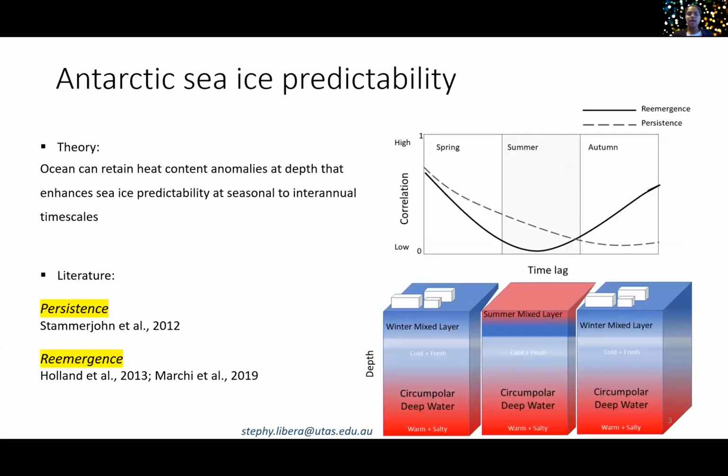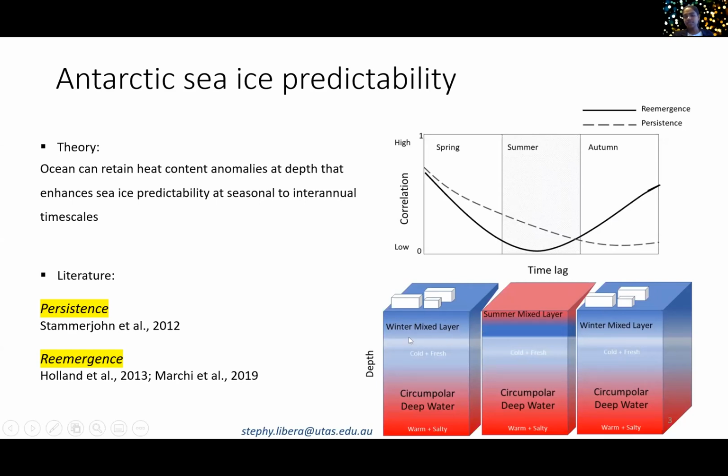Previous studies have already identified that the ocean can sustain heat anomalies and then influence the sea ice from one season to the other. They've recognized two main modes of predictability, that is persistence and reemergence, and it's been connected to how the surface ocean and the sea ice evolve through the different seasons. Here in this schematic, I'm trying to show, in a very idealized and simplified way, how the surface ocean and the ice conditions vary in the different seasons.